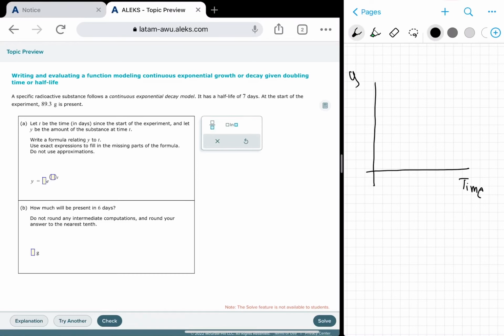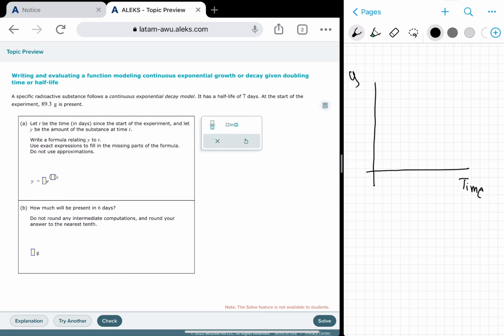So this topic is writing and evaluating a function modeling continuous exponential growth or decay, giving doubling time or half-life. The problem says a specific radioactive substance follows a continuous exponential decay model. It has a half-life of 7 days. At the start of the experiment, 89.3 grams is present.